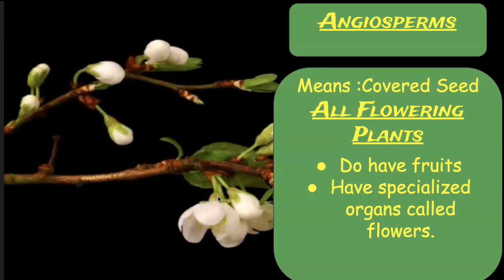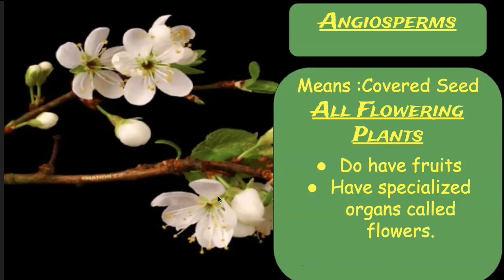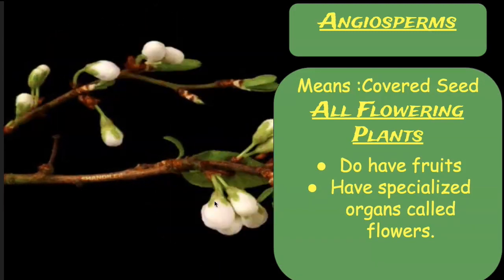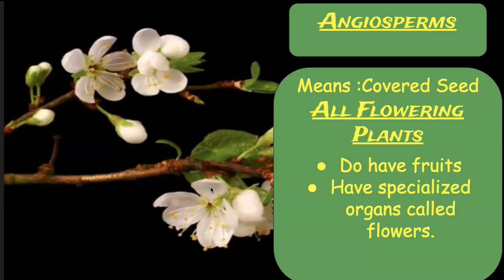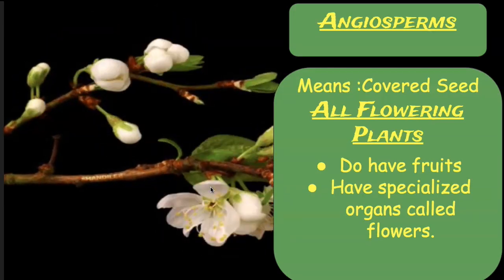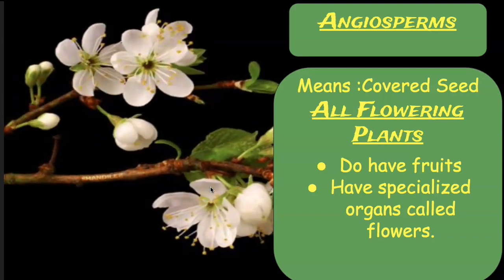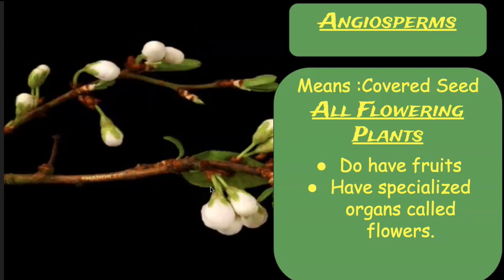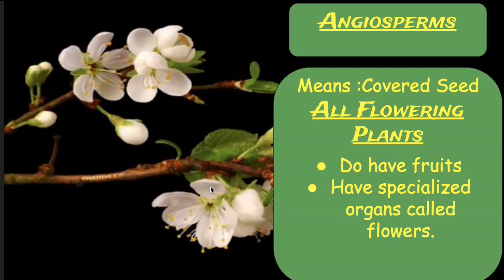That's what we're going to be talking about in our next slideshow. We're going to be looking at how these flowers are used to reproduce and make new plants. When you're eating a fruit, you're eating the developed ovaries of a flower. I hate to break it to you, but that's what it is.